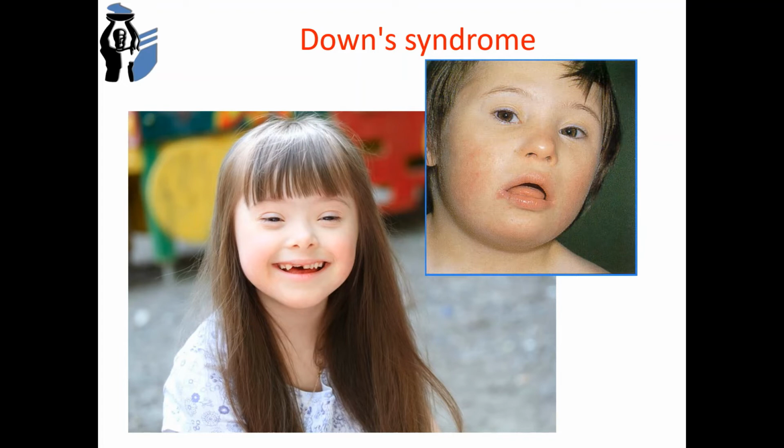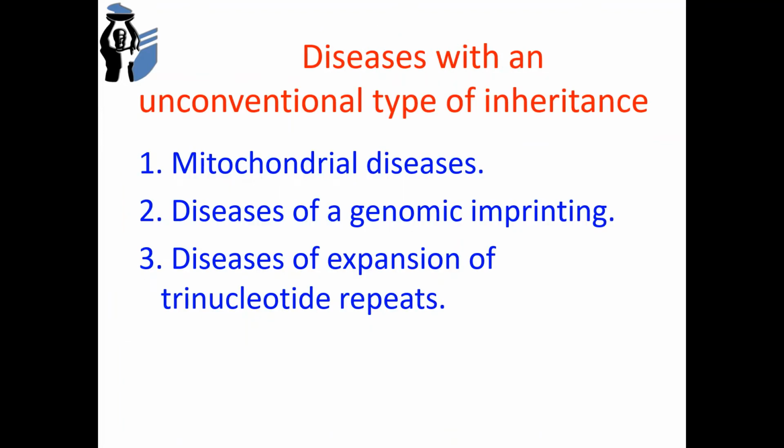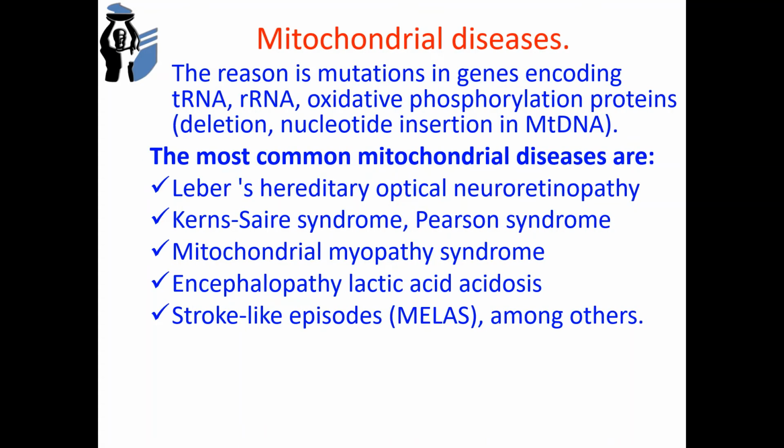The next point of the lecture is diseases with the unconventional type of inheritance. These diseases include mitochondrial diseases, diseases of genomic imprinting, and diseases of expansion of trinucleotide repeats. The first group is mitochondrial diseases. The reason is mutations in genes encoding tRNA, rRNA, and oxidative phosphorylation proteins. Deletions and nucleotide insertions in mitochondrial DNA occur.